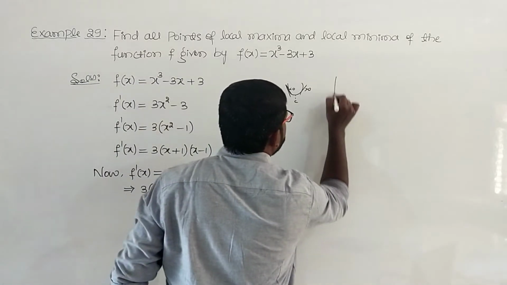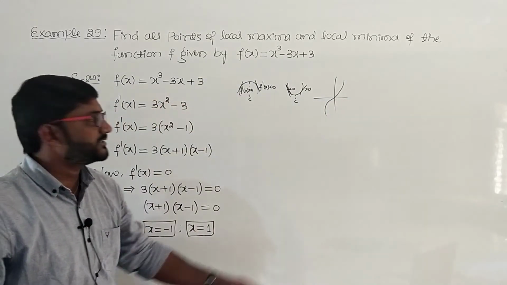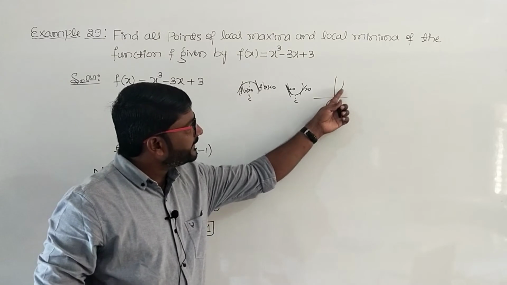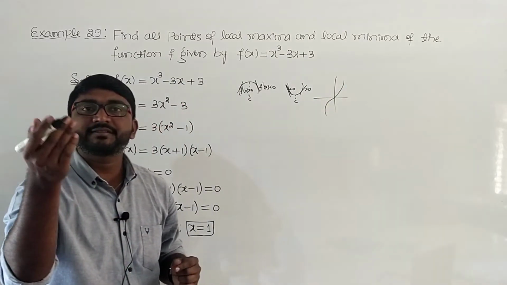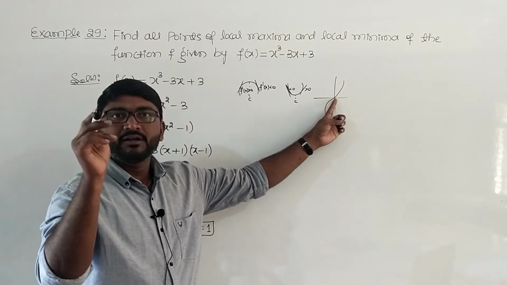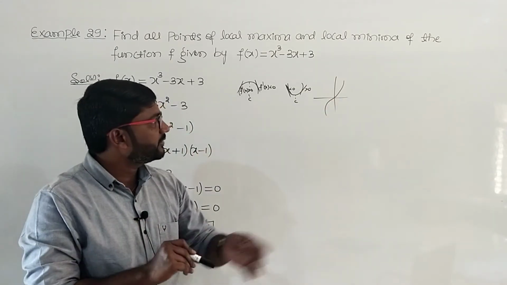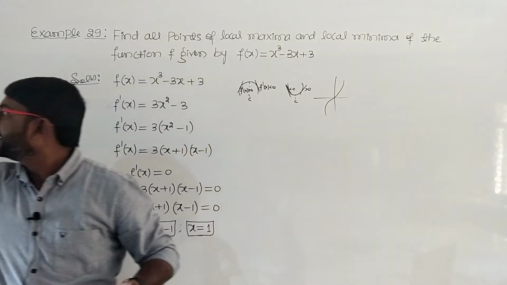We had taken an example. This is the point of inflection. It keeps on increasing, that means the sign of f dash of x is not changing. In that case, 0 comma 0 is going to be the point of inflection. x equal to 0 will be the point of inflection in this case.